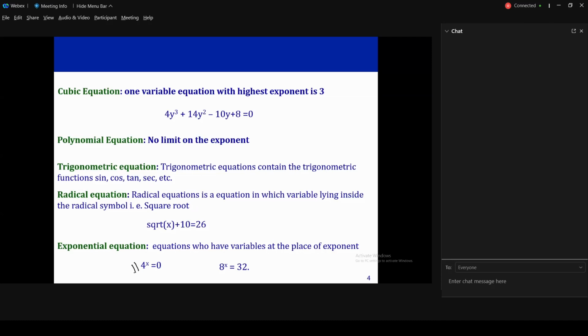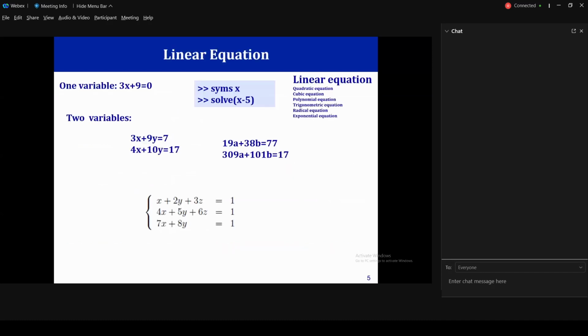So linear equations, one variable equations, such as 3x plus 9 is equal to 0. You can solve it by using the Symbolic Math Toolbox in Matlab. The syms command basically tells you that you are defining this variable x as a symbolic variable, and then we are trying to solve the equation x minus 5 is equal to 0.